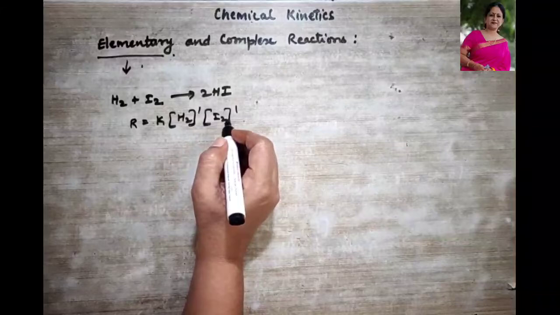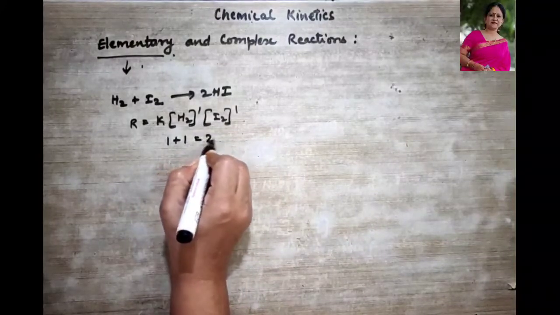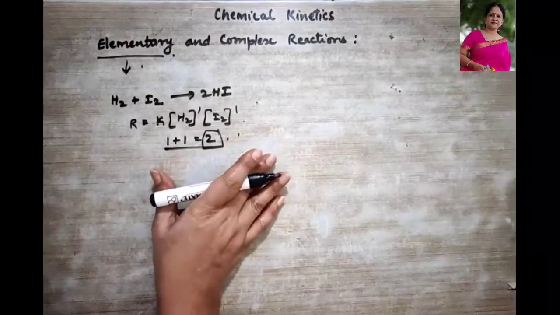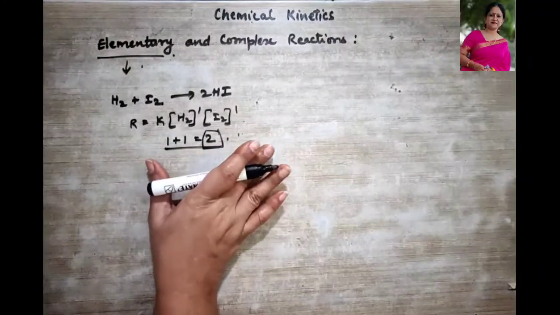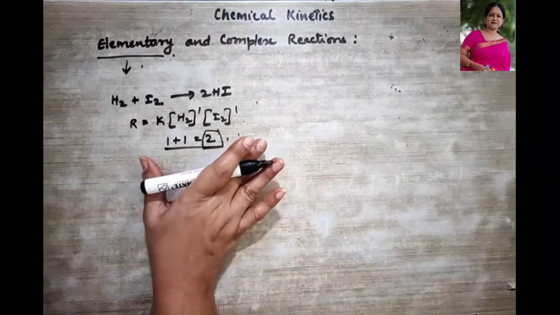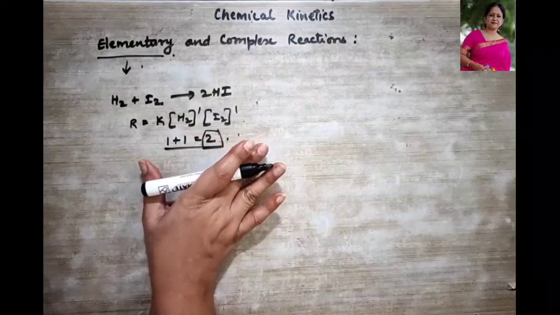So this means what? It means 1 plus 1, which is 2. So your order of reaction is what? 2. Clear? So this is termed as an elementary reaction, where the reaction has taken place in just one step.